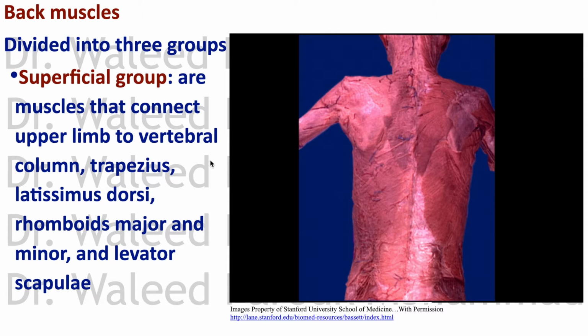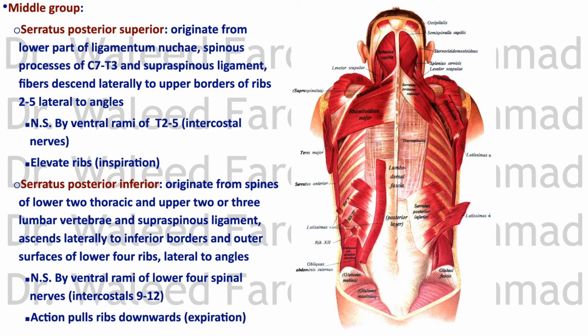But anyway, the superficial group is the group of muscles that connect the upper limb to the vertebral column, like the trapezius muscle, like the latissimus dorsi muscle, the rhomboids major and minor muscles, and the levator scapulae muscle. All these represent the superficial group of the muscles of the back. The middle group is two muscles, serratus posterior superior and serratus posterior inferior.